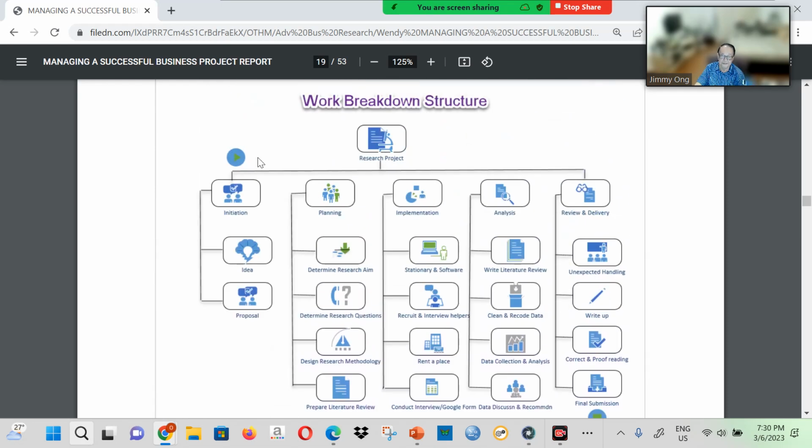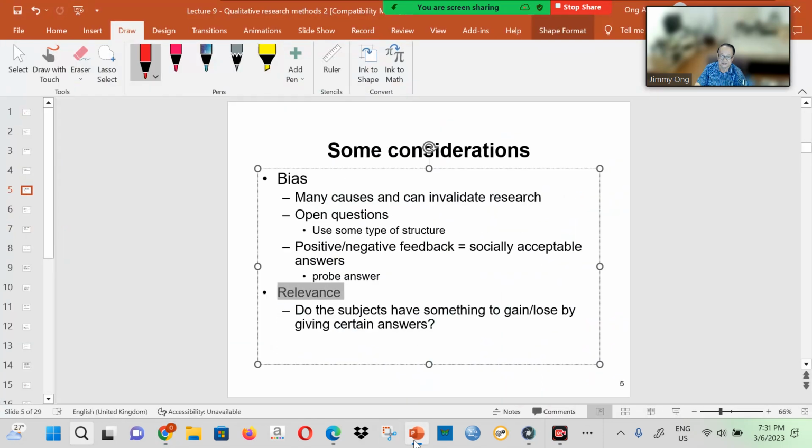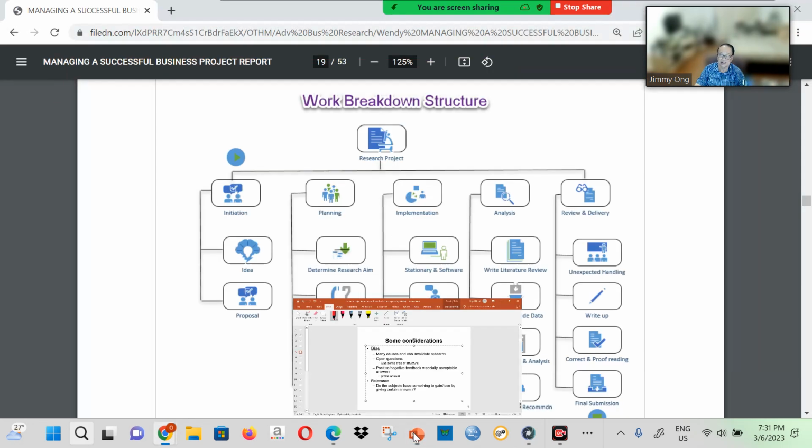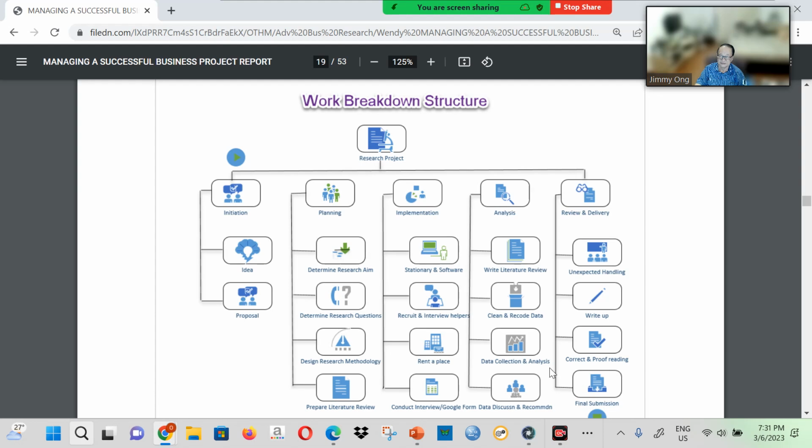Okay, to cut the story short, let's go back again. So just a few slides I mentioned quite some time already, almost half an hour. And that's how I explain to you. Do the subjects have something to gain or to lose? Certainly, you can't get this by yourself. That's why I mentioned and asked you to go to this area. Okay, and this is still within your qualitative analysis.